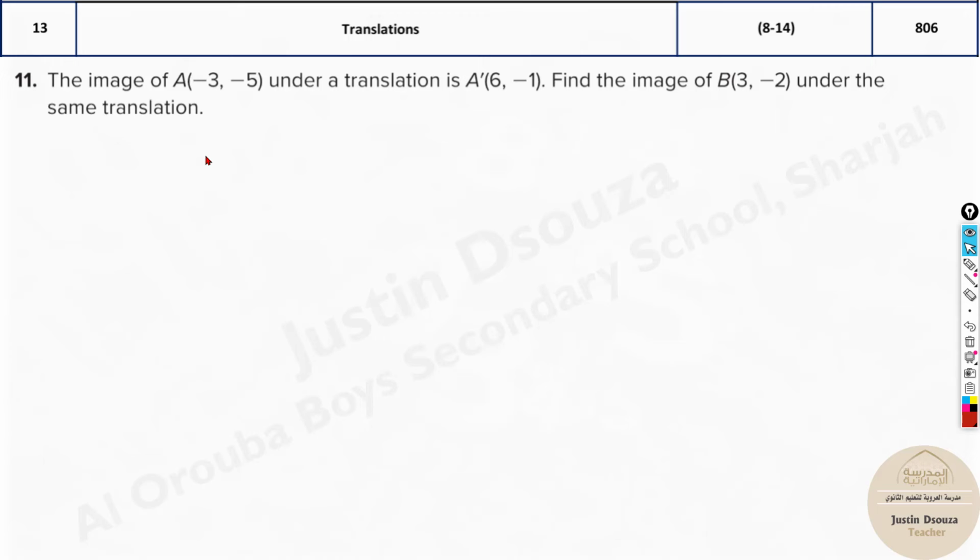The image of A, minus 3 comma minus 5, under a translation is already done here, and this is the answer. Find the image. We need to translate this for the same translation vector. So what happens is, A was there, A dash is already done, translation is done. So look over here, it's minus 3 minus 5. Over here it's 6 minus 1.